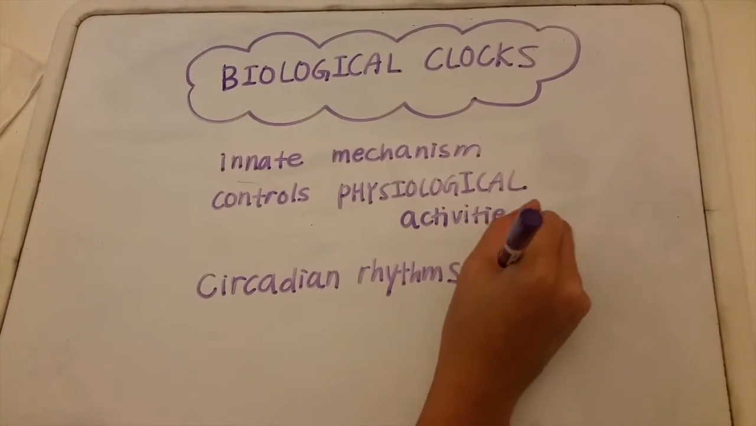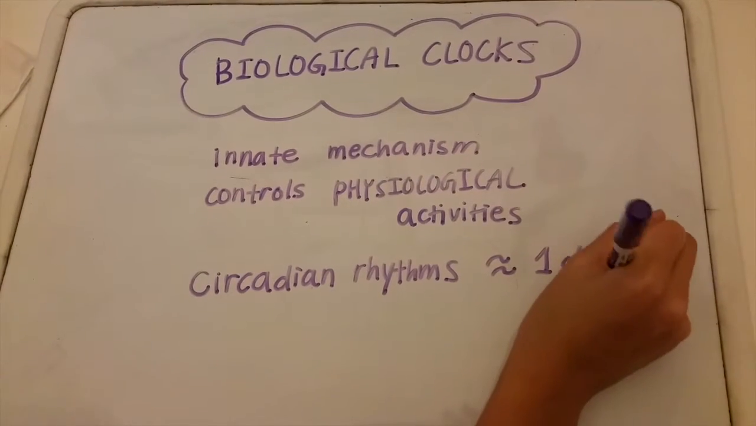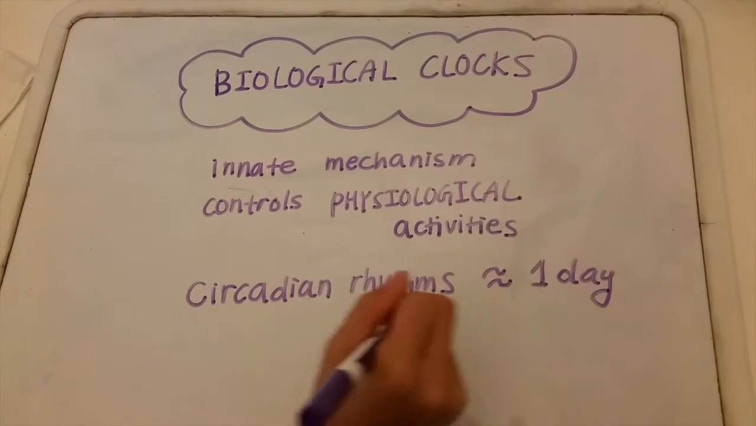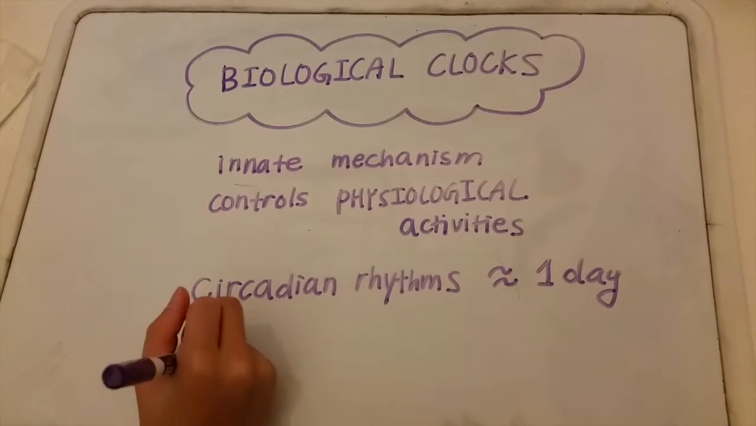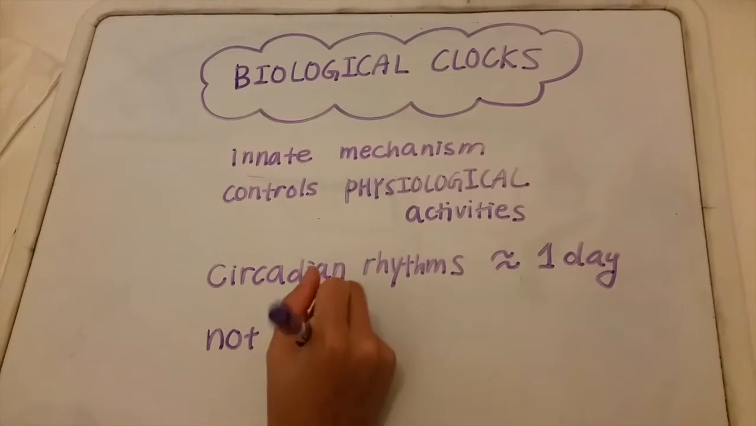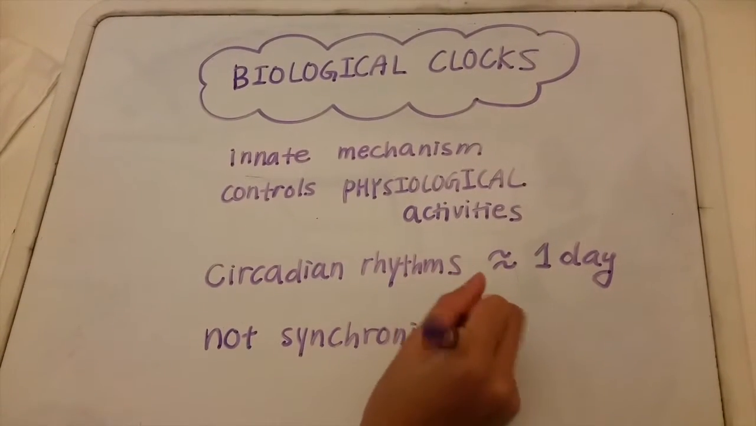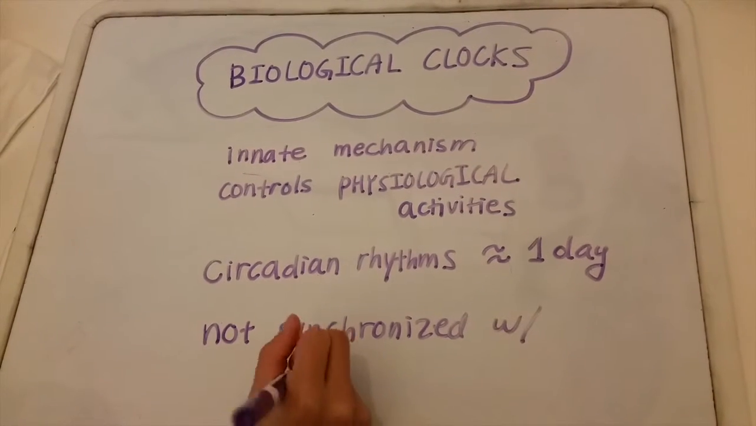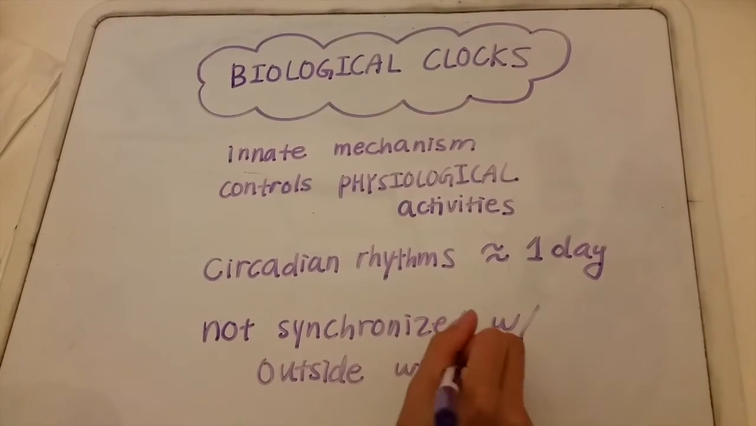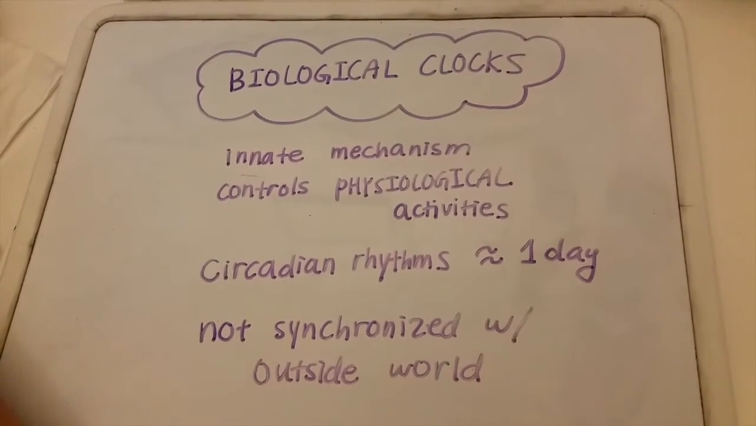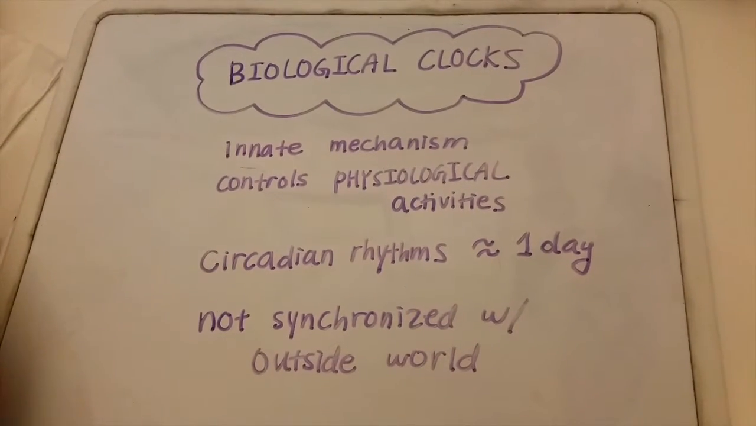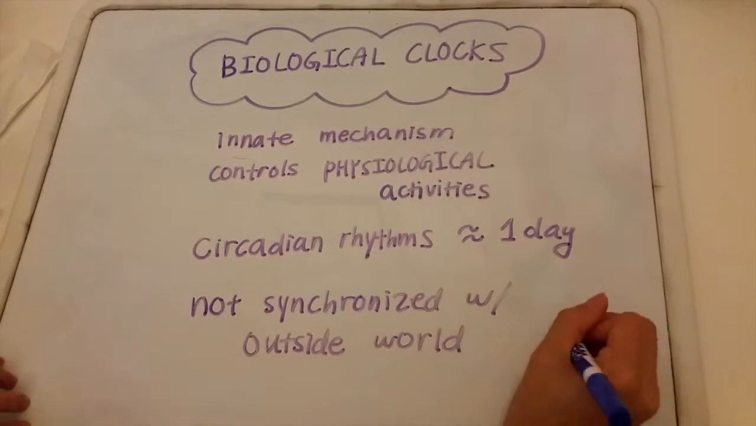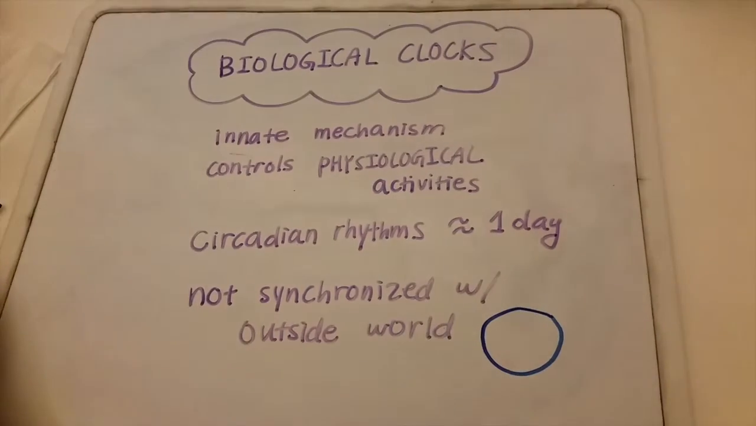If an organism is kept in a constant environment, its circadian rhythms deviate to free-running periods of about 21 to 27 hours. This does not mean that the biological clocks drift erratically, but that they are not synchronized with the outside world.